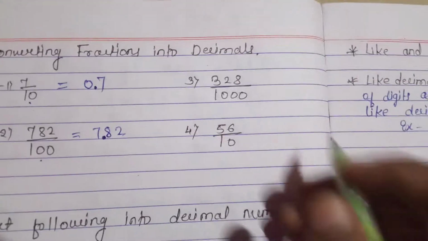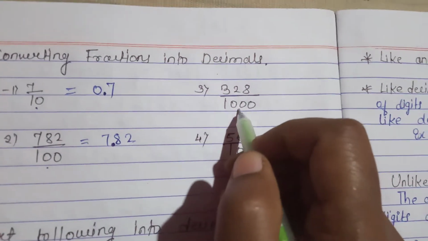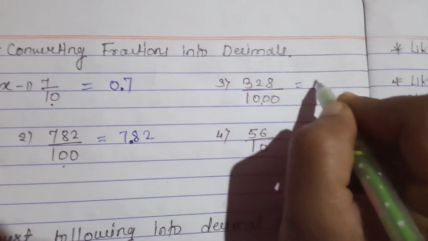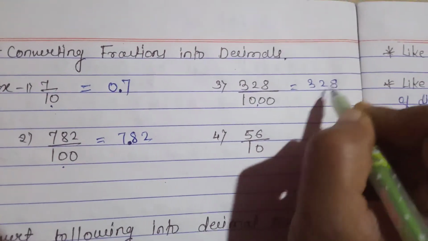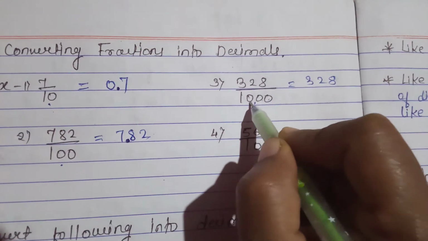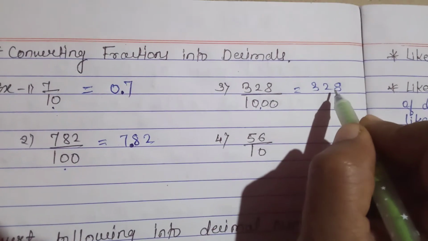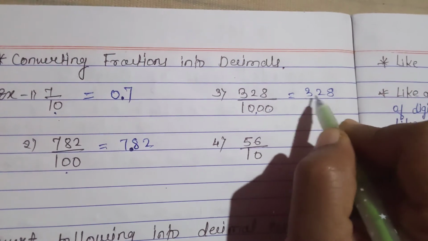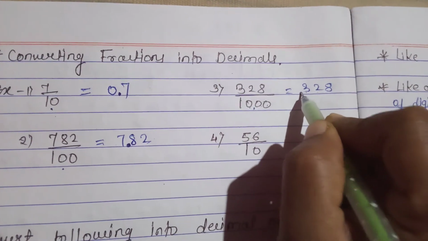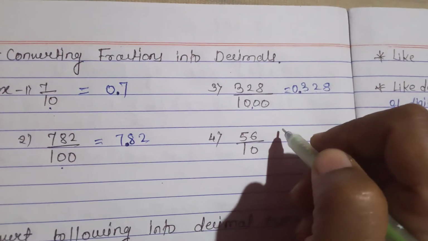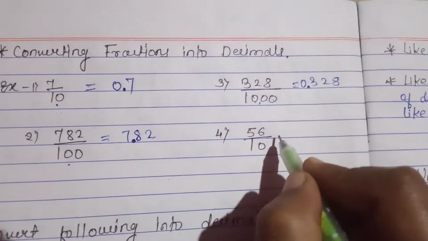Then third example, 328 divided by 1000. So see here, first step is write down numerator as it is. Then count the zeros. How many zeros are there? 1, 2, 3 zeros are there. Then leave 3 numbers. Before 3 numbers we have to put the decimal point. 1, 2, 3. Put the decimal point. Here no number is there, then 0 will come. So the answer is 0.328.